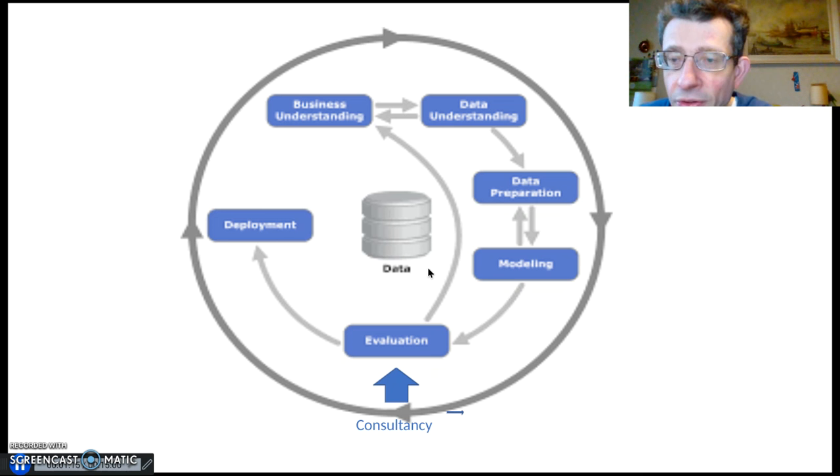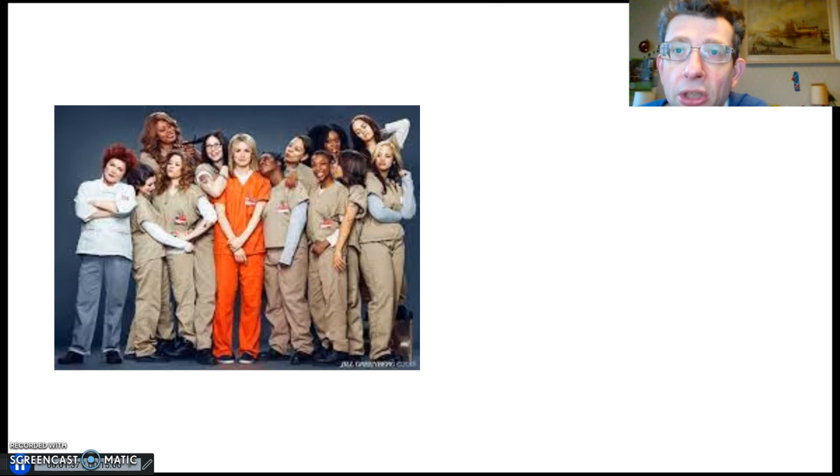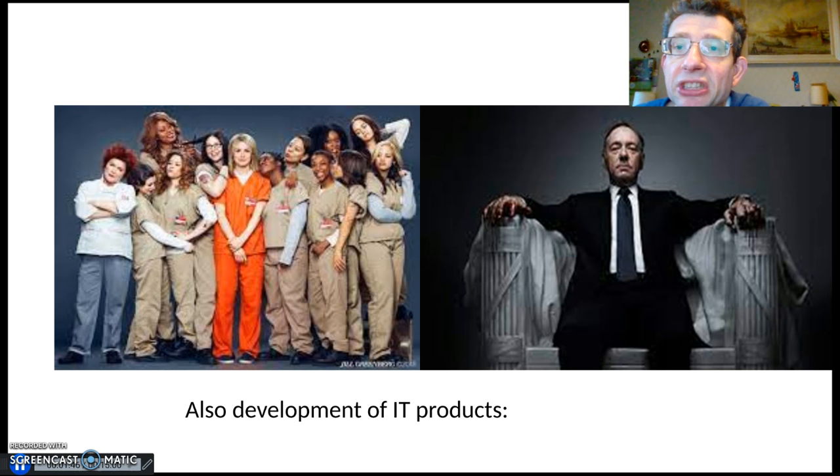I give you as a first example Netflix. At Netflix you can see both forms of data science. First of all, data scientists at Netflix are involved in consultancy tasks, determining which elements in future movies will be most successful. In this way, series such as Orange is the New Black and House of Cards have been created. In these cases, data scientists still focused on the evaluation part of the CRISP-DM cycle.